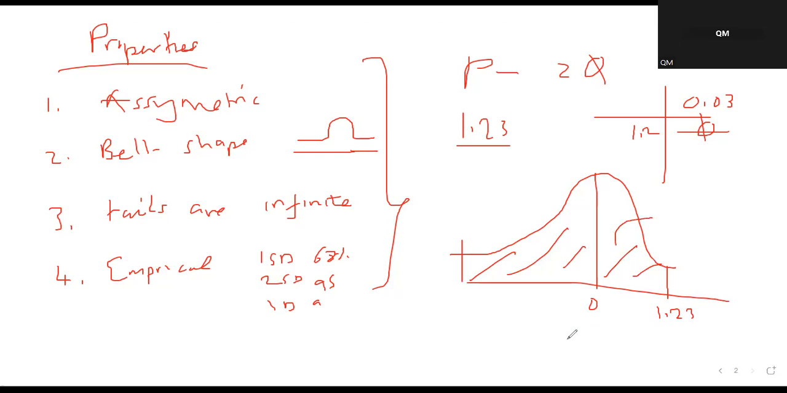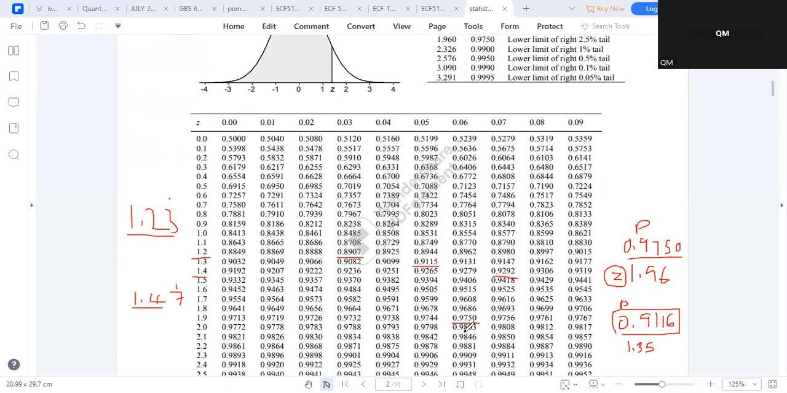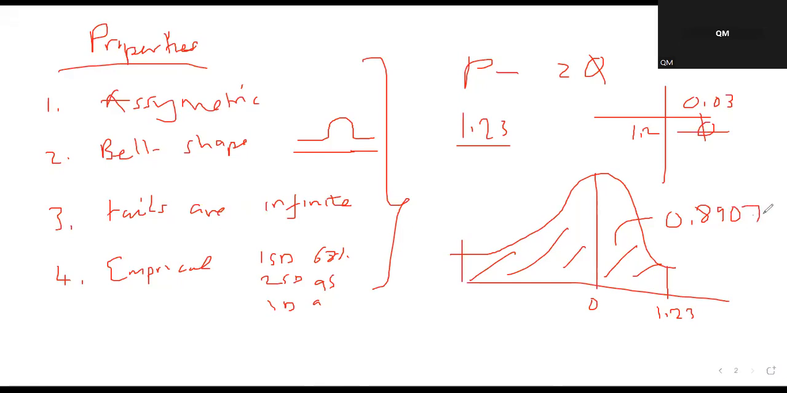So the total was giving us 0.8907. So this is approximately 89%. So this is 50 and maybe this is 39%. So 89%. So that's what it means.